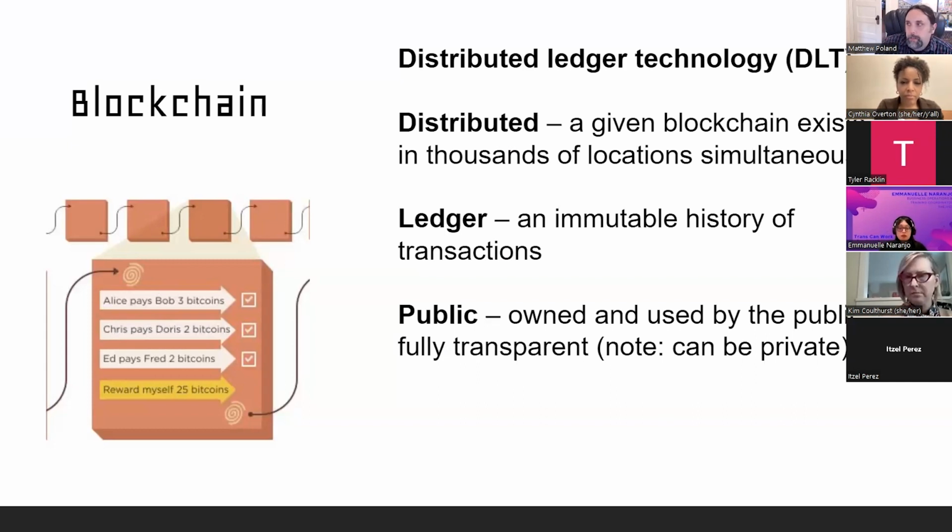Starting with blockchain. Blockchain is the underlying technology of Web3, and what blockchain is, is a distributed ledger technology.